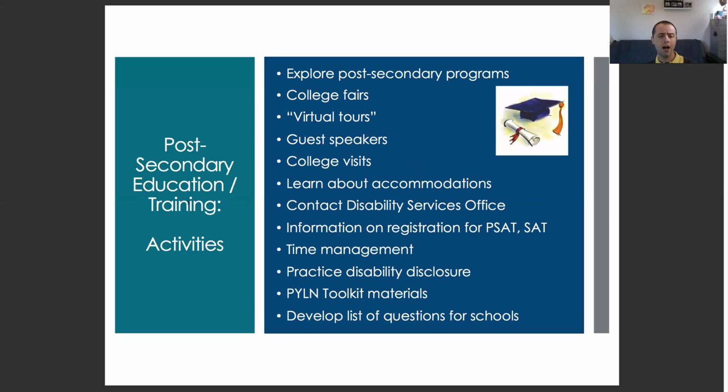So if you want to pause this here and jot down some notes, these are some examples for some activities for post-secondary education and training. So that would be exploring a post-secondary program, going on a college fair, doing a virtual tour, seeing a guest speaker, visiting that college, contacting a college or university disability services office. These are all activities that are going to help that student get to that post-secondary education and training.